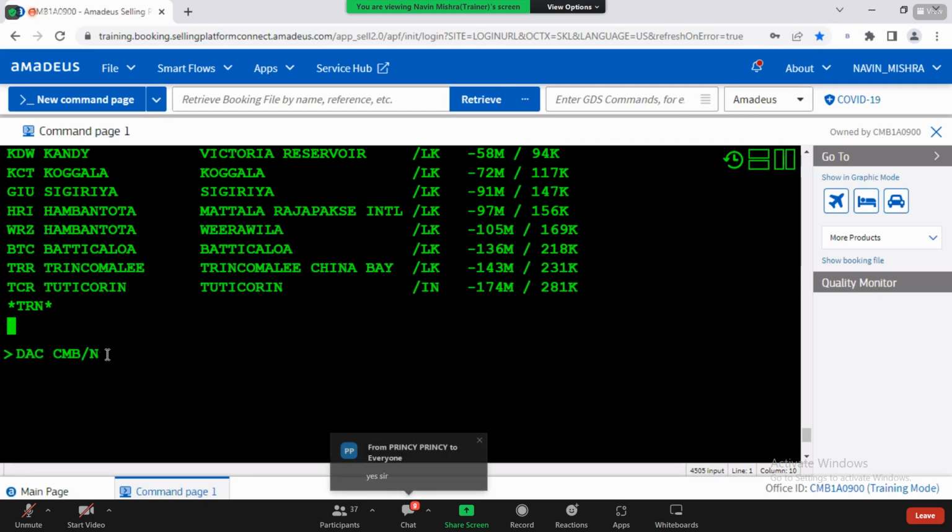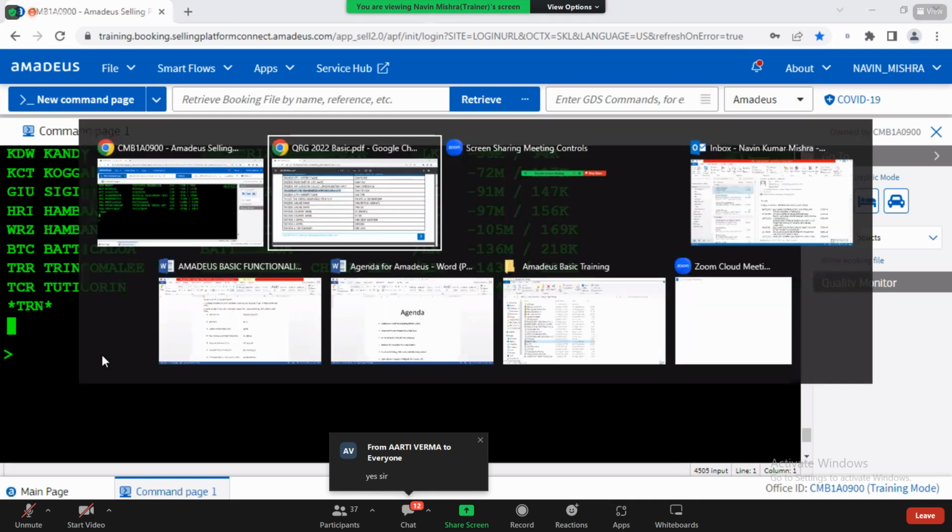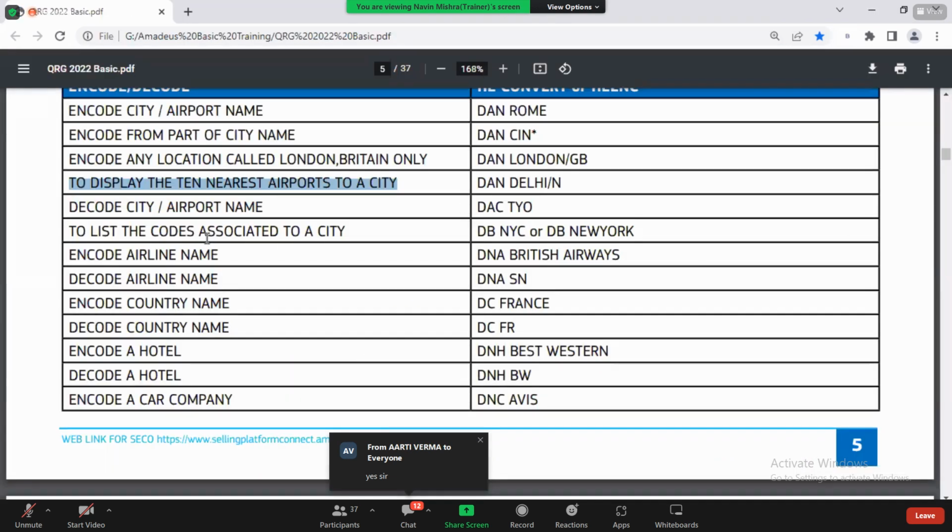Is that clear to everyone? CMB and then N. N will help you to find out the nearest airport. All right. Apart from this, there are other commands which will help you to find out the decoding of the city code and the airport name, everything.